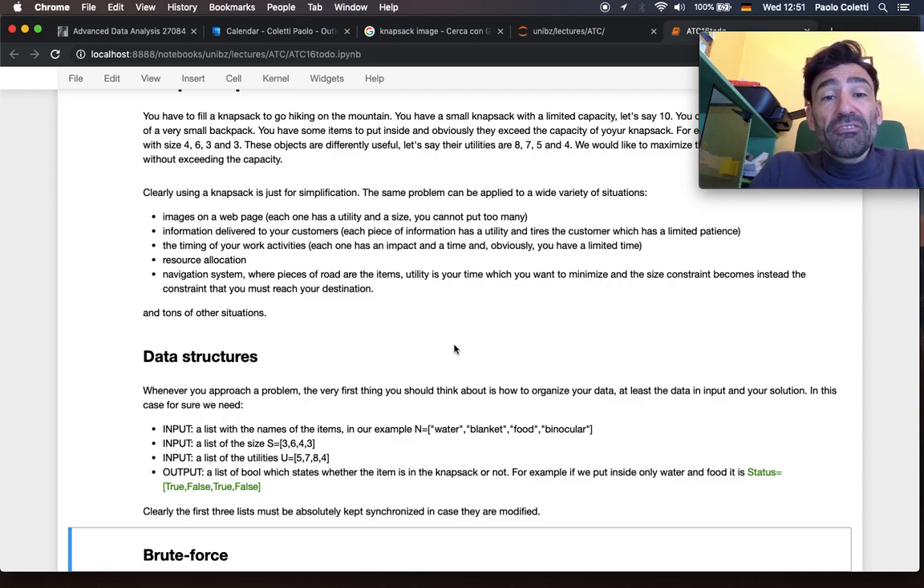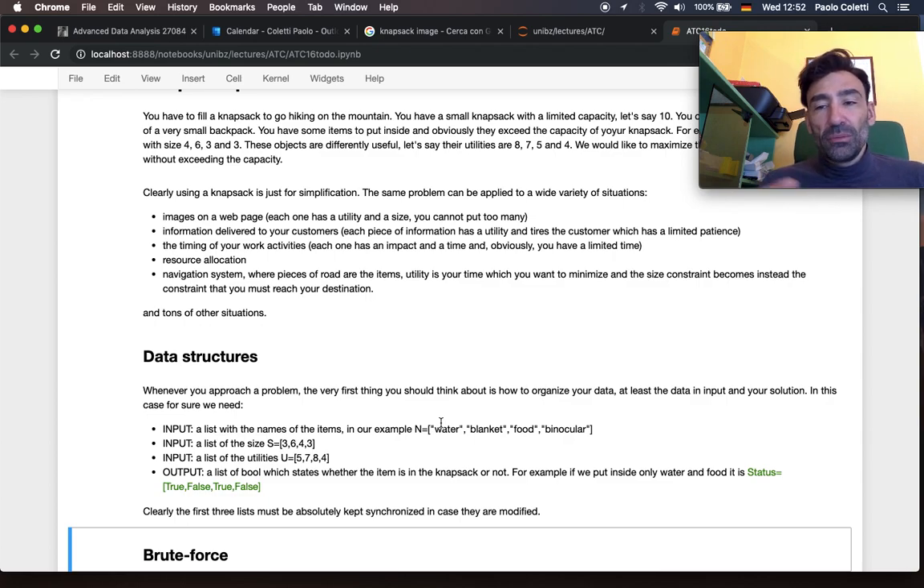I will tell you there is an interesting variant of this problem, which takes into consideration the fact that some items combined with others increase or decrease their utility. Imagine you have water, blanket, food, binocular. If I put also tea, well, if I have the tea alone, it has a high utility. If I have the water alone, it has a high utility. But water and tea together, the utility is not zero, but drops, because one is a replacement for the other.